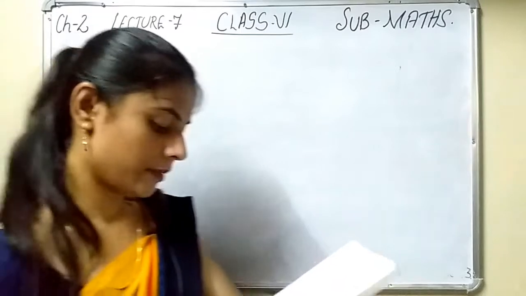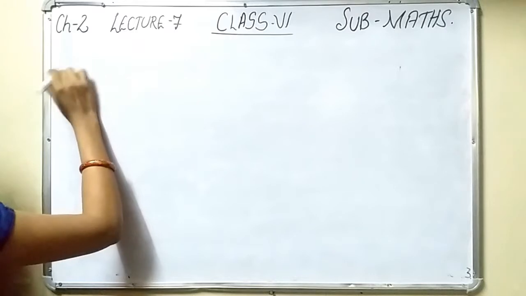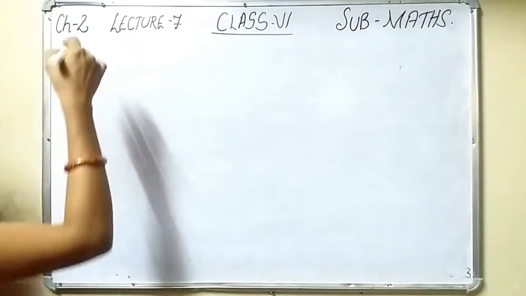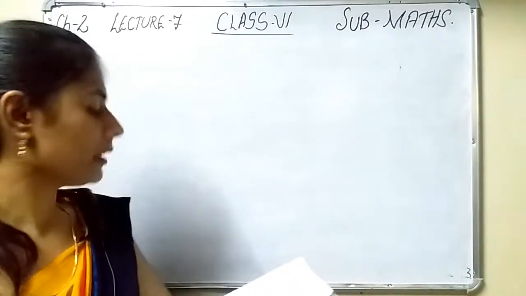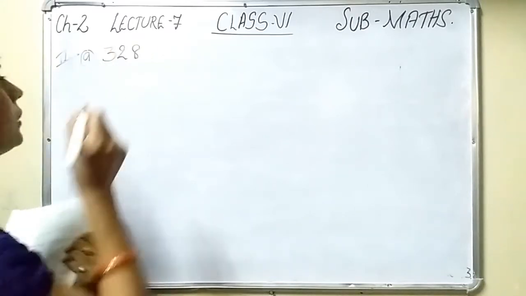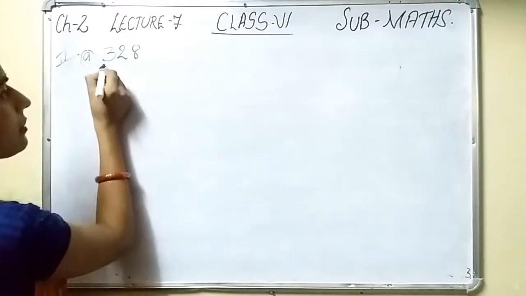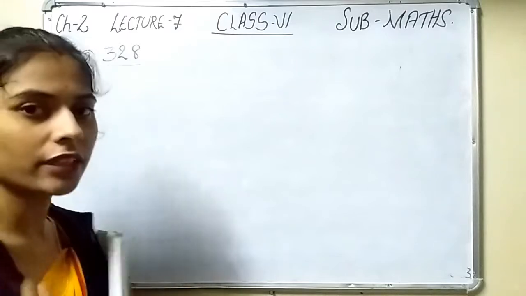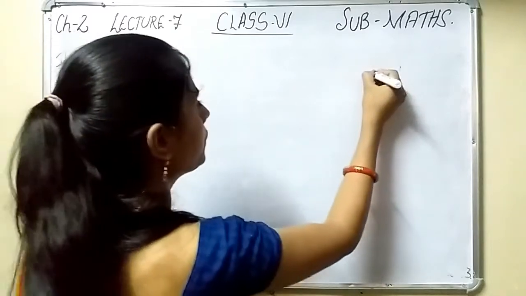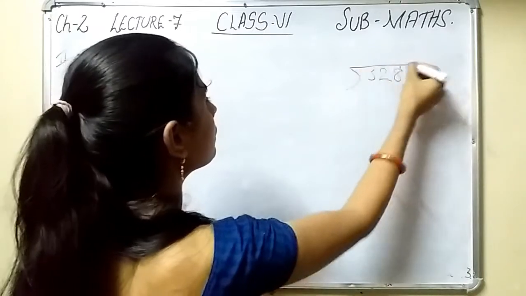Now see whether the number is divisible by 8 or not. Second question. See 328. Your first question is 328. See what I have explained to you there. Last 3 digits means any more digits are not given, only 3 digits are given here. So you have to see your 3 digits only. 3, 2, 8. Just divide it by 8.